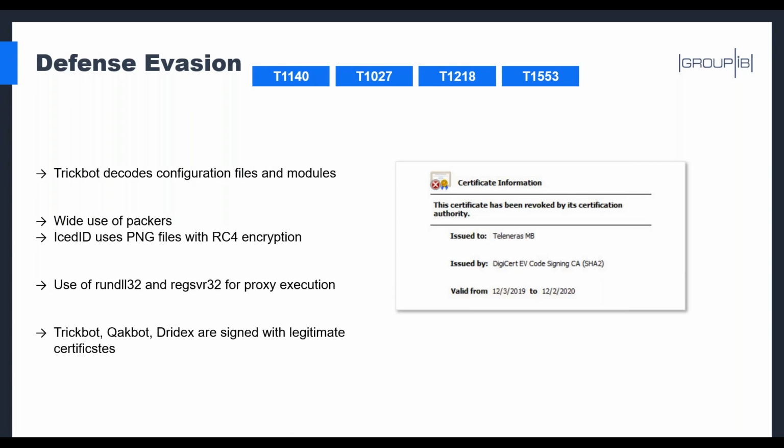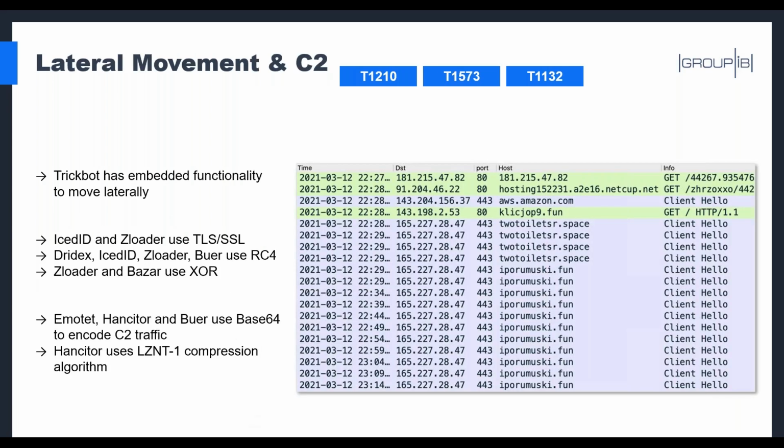Also, there are lots of techniques that are used to evade defense. And here you can see several examples. Most of them are related to different kinds of encoding, encryption, or packing. But also, we noticed from recent attacks that lots of malware families started to sign the binaries with legitimate certificates. So it's also kind of a trend for them.